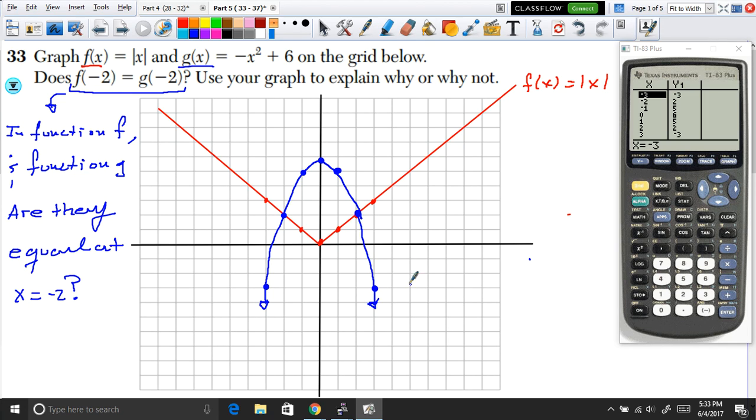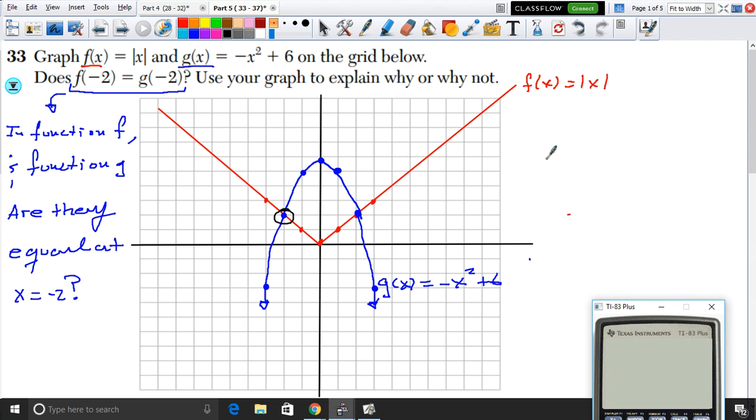All right, so let's actually name this graph. It says g of x equals negative x squared plus 6. So now let's see. In both our functions, are they equal at x equals negative 2? Well, let's see. When x is negative 2, notice that they meet, they touch each other, they intersect each other at x equals negative 2. So are they equal? Yes. So our answer here is yes.